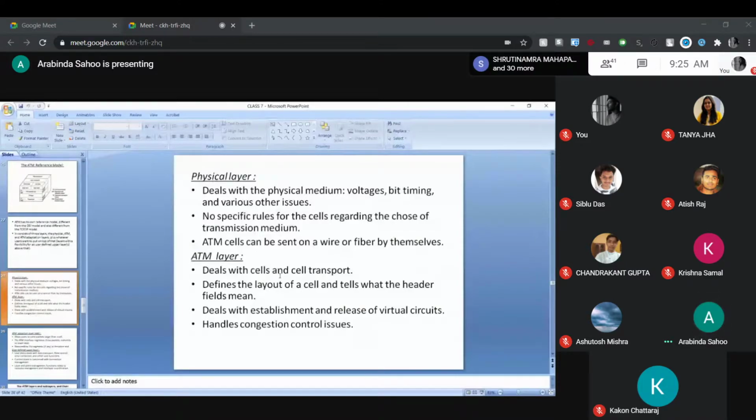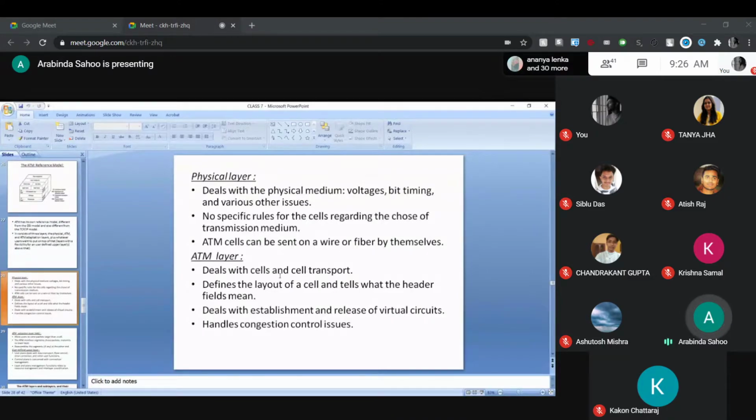Next, the ATM layer deals with establishment and release of a virtual circuit. As you know from the last class, a cell is transported from one host to another host with the help of a virtual circuit. The virtual circuit depends on time. Suppose one host wants to communicate at a particular instant.